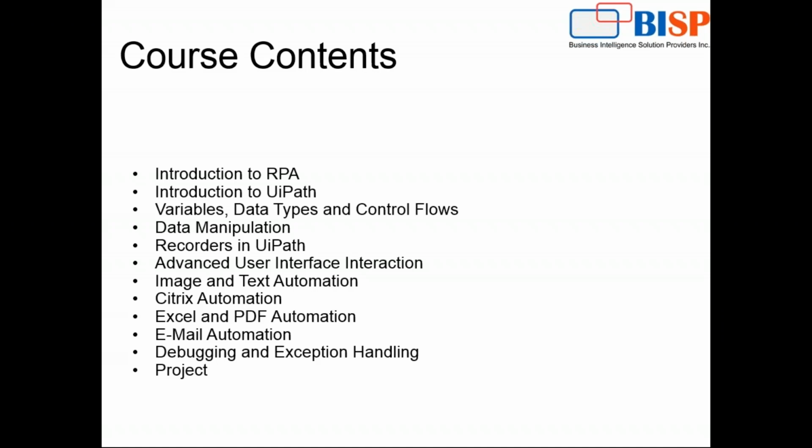Advanced UI interaction, wherein we'll learn how to use the UI Explorer in order to make our process or robot more dynamic. We'll use image and text automation, Citrix automation, Excel and PDF automation with examples, and email automation. Finally, we'll learn how to debug and handle exceptions in UiPath, and then we'll create a simple project wherein we'll try to use all the activities which we have learned in UiPath.